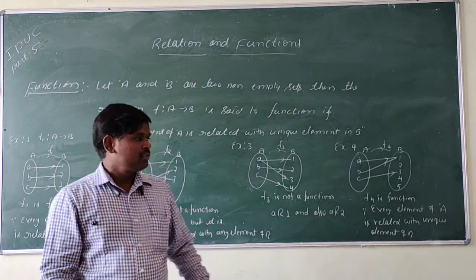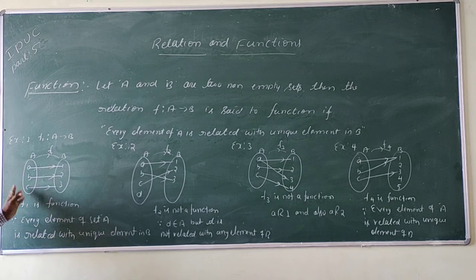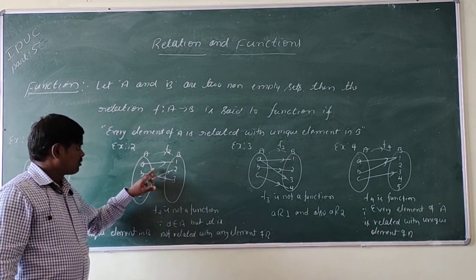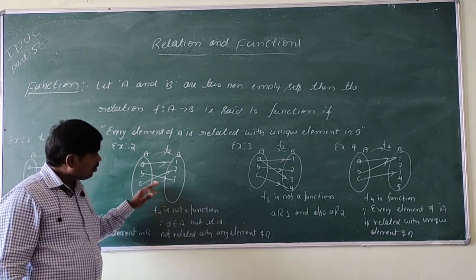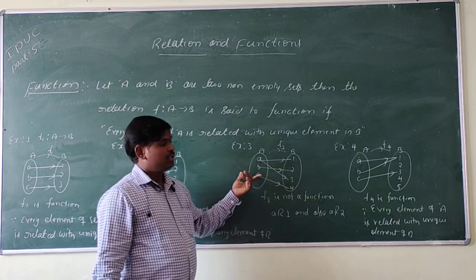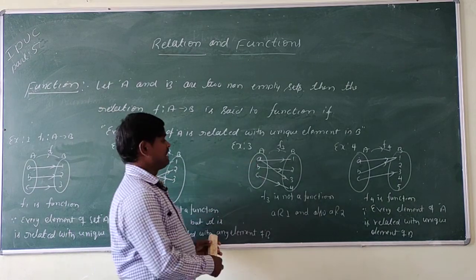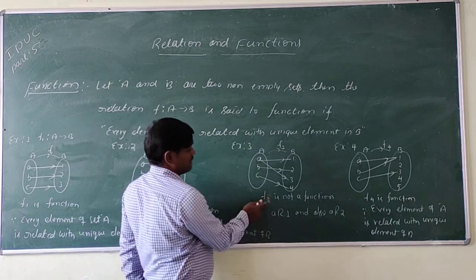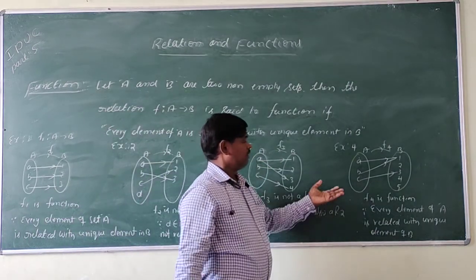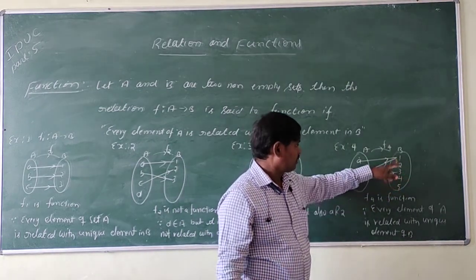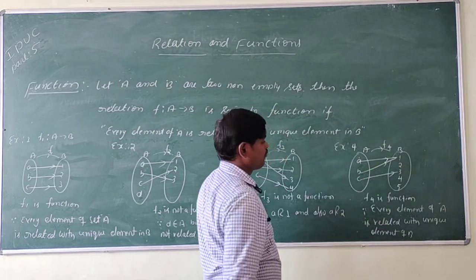Is it clear? So this example shows that yes, F1 is a function since every element of A is related to a unique element in B. Similarly, here D is an element of set A, but it is not related with any element of B, therefore it is not a function. Similarly, here every element of A is related with a unique element of B, so this is a function.